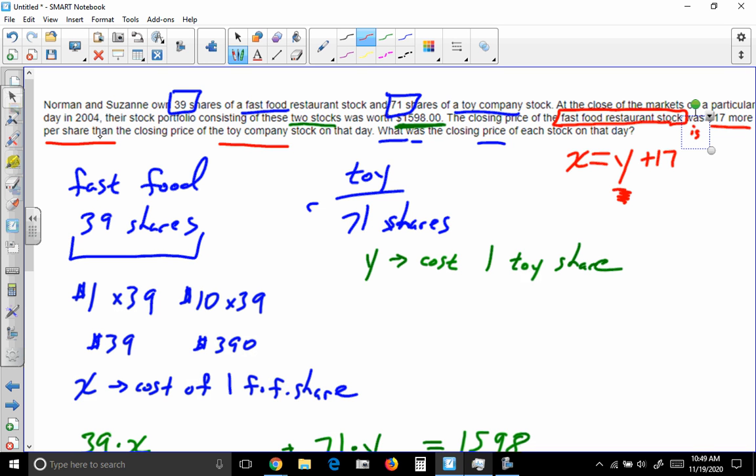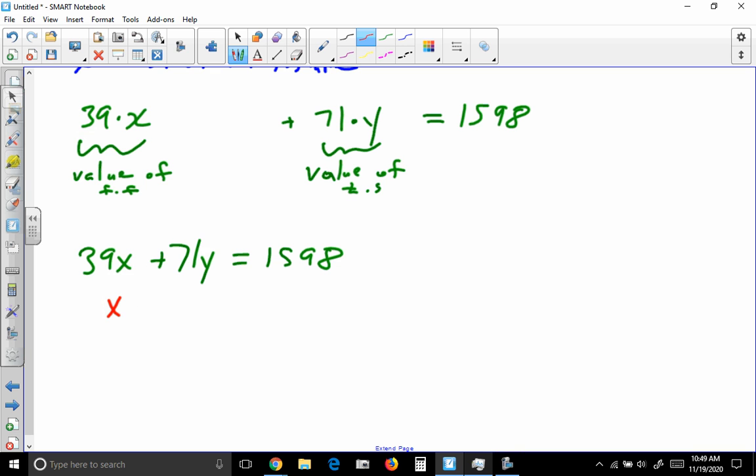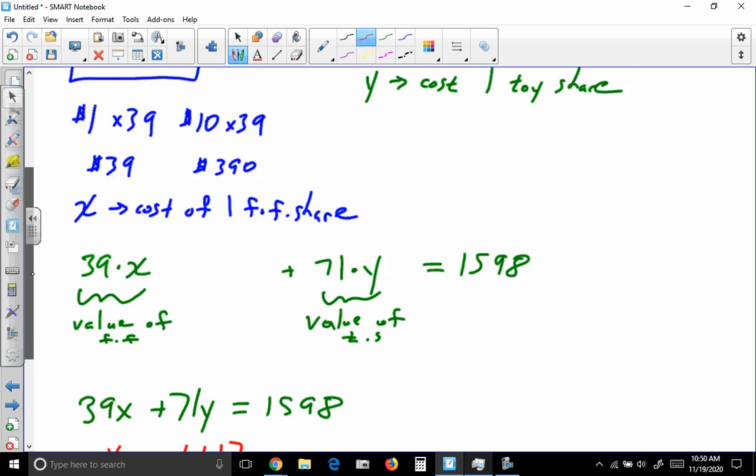Notice that's per share. That's not total value. That's just for one share. The cost of one share of the toys plus 17 is the cost of one share of fast food stock. So that gives us our second equation.